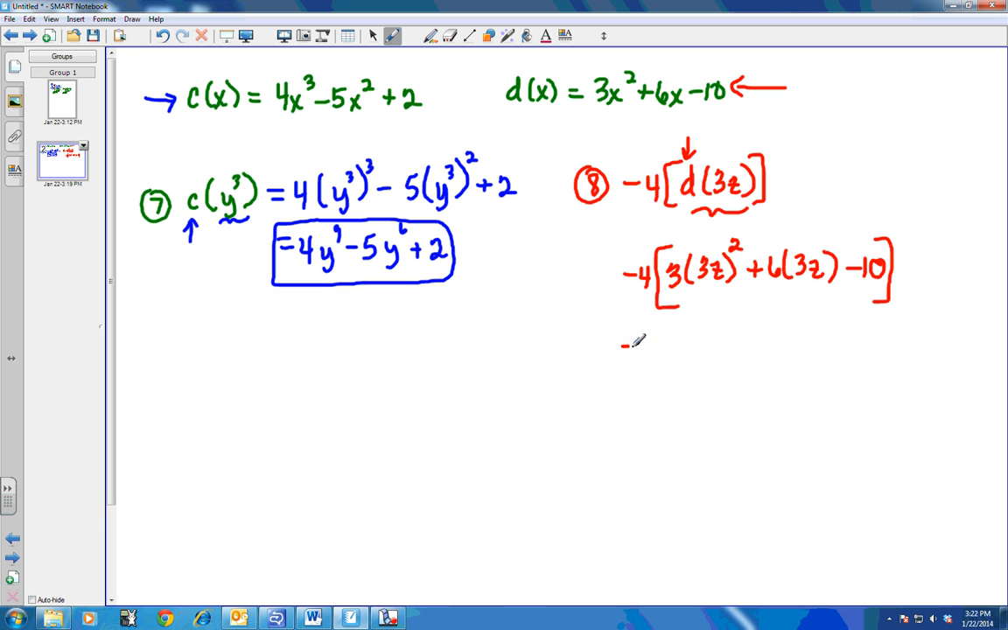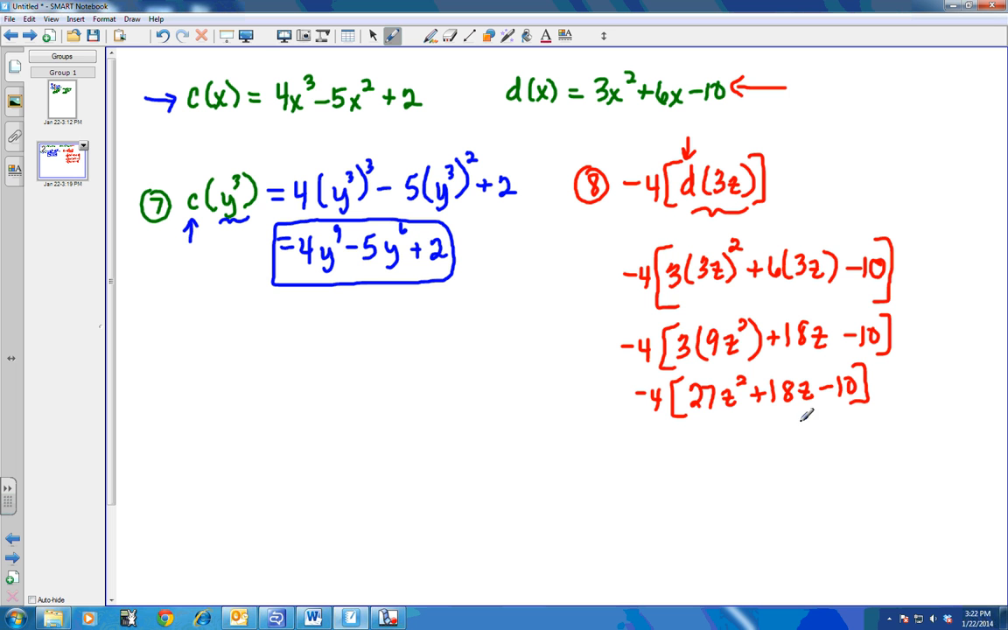So now let's simplify what's on the inside. I have 3 times 3z quantity squared. That 2 has to go with both the 3 and the z. So 3 squared is 9, and z squared is just z squared, plus 18z minus 10. So now I'm still simplifying. Negative 4. 3 times 9 is 27z squared, plus 18z minus 10.